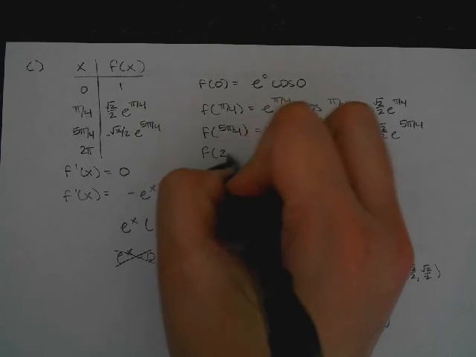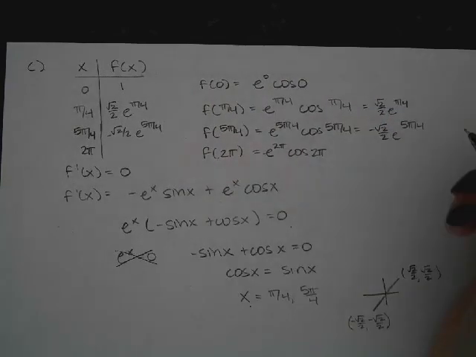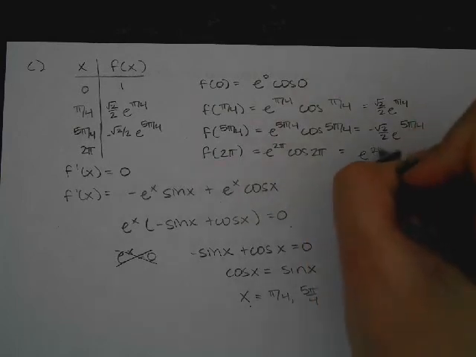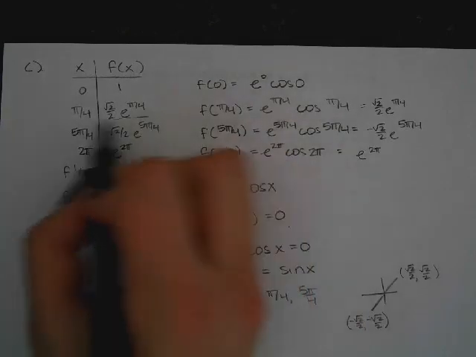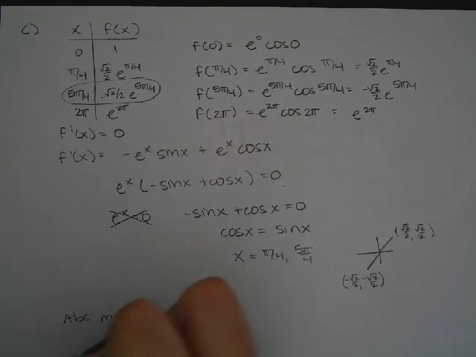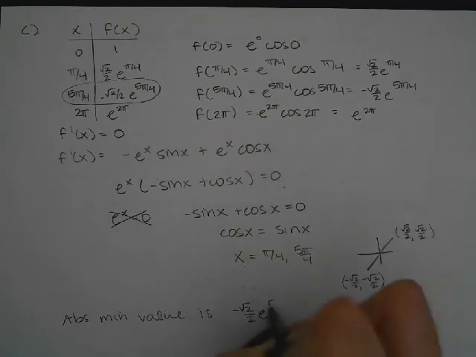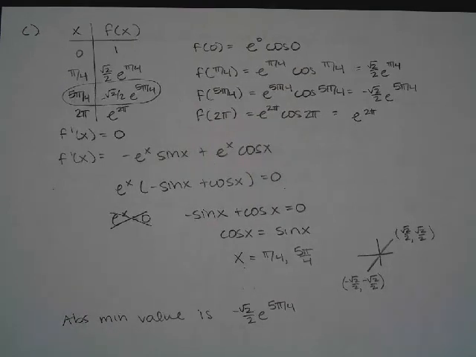And then f of 2 pi is e to the 2 pi cos of 2 pi. Cos of 2 pi is the same as cos of 0, it's just 1, so that's e to the 2 pi. So if we're looking for the absolute minimum value, there's only one answer that's negative, and it's this one. So the absolute minimum value is negative root 2 over 2 e to the 5 pi fourths. Oh my gosh.